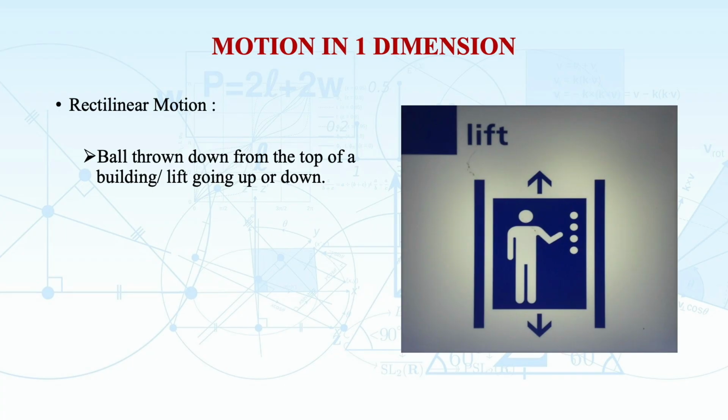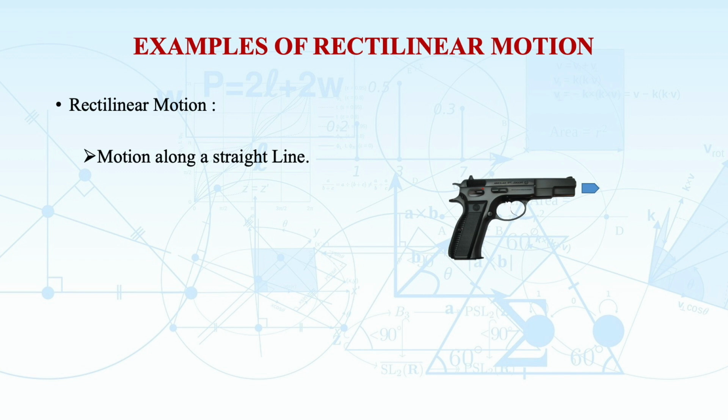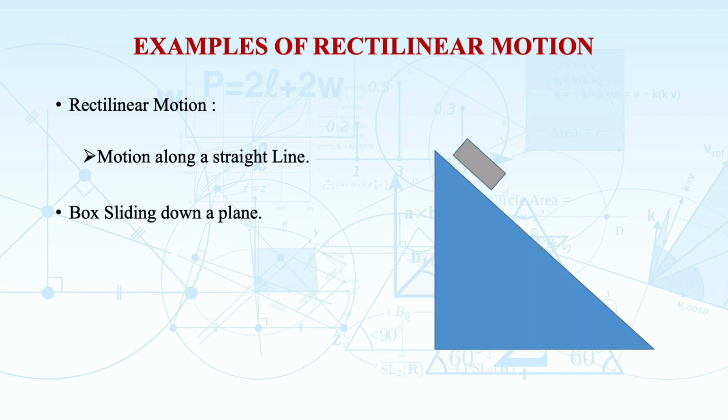Similarly, the up and down motion of the lift, the motion of a freely falling ball, which is thrown, say, maybe from a balcony. There are other types of straight line motion, like the motion of a bullet fired from a gun, or when you have a box sliding down an inclined plane. These are all examples of straight line motion.